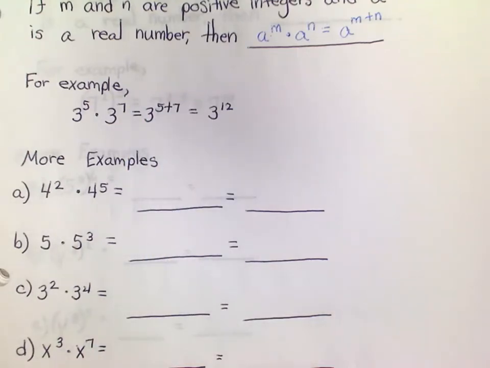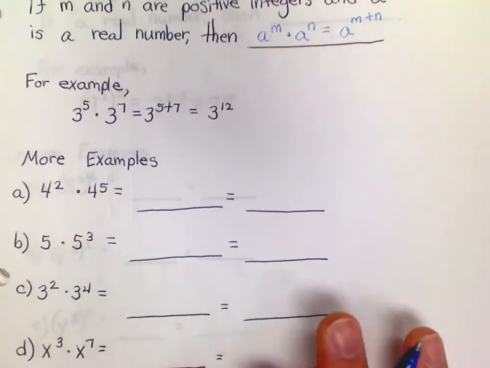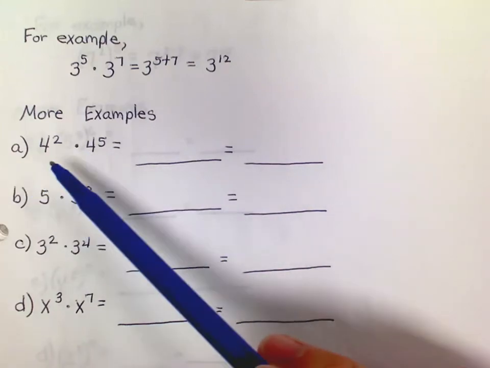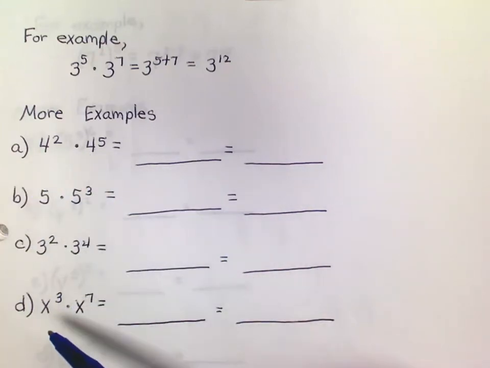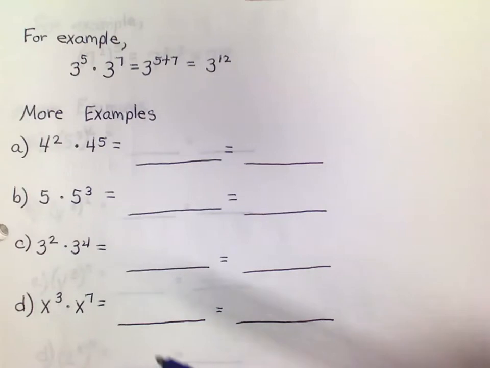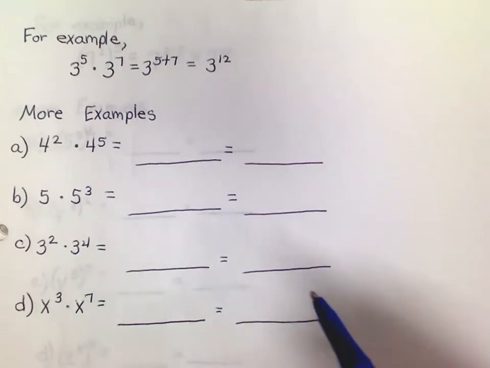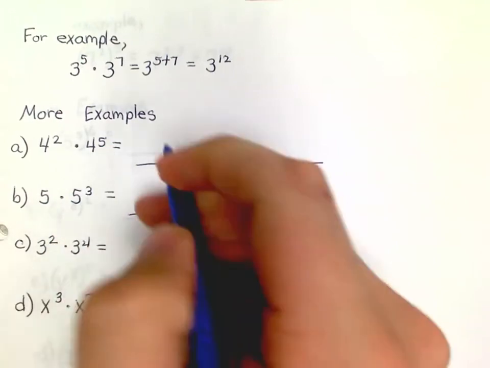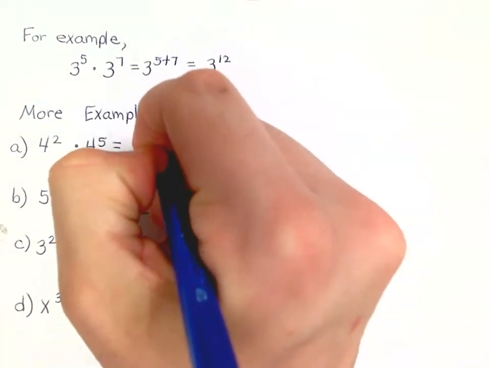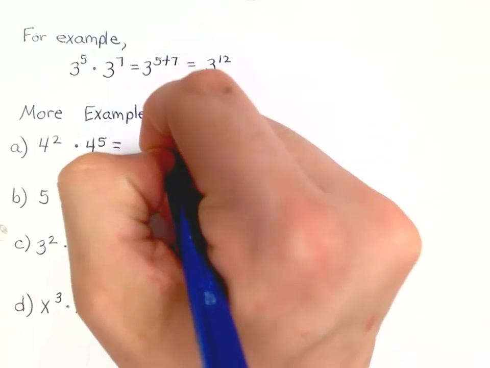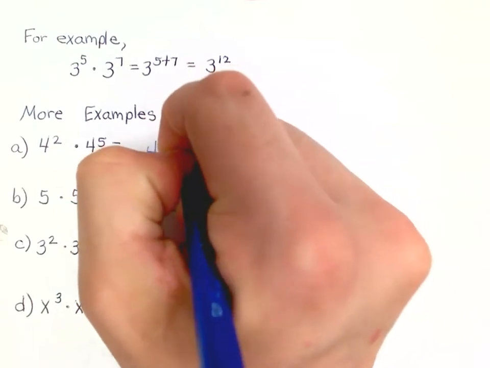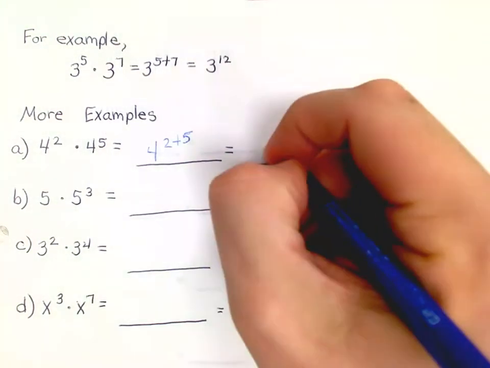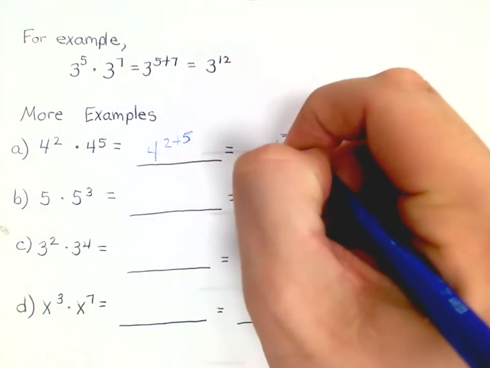So let's do that here with some examples. As you can see, they all have the same base, and we even have some variable bases here. So let's get started. I like to rewrite 4 squared times 4 to the 5th power as 4 to the power of 2 plus 5. And what does that reduce to? Well, that reduces to 4 to the 7th power.